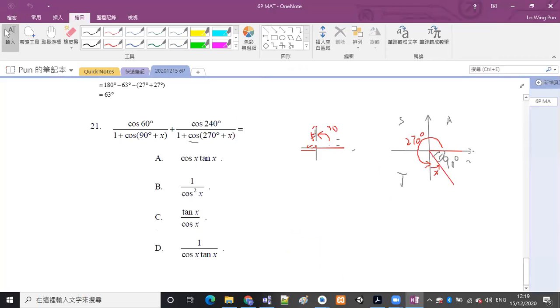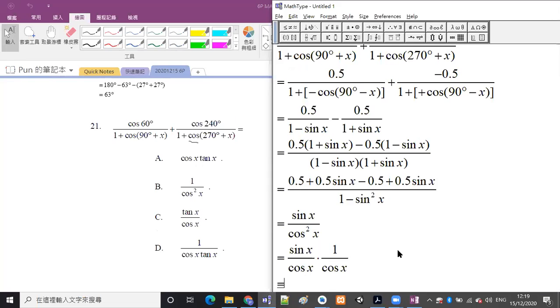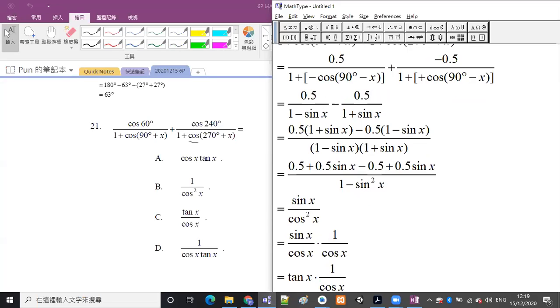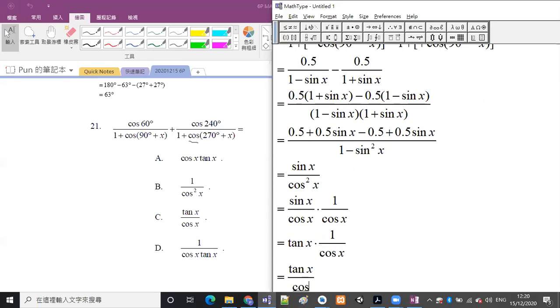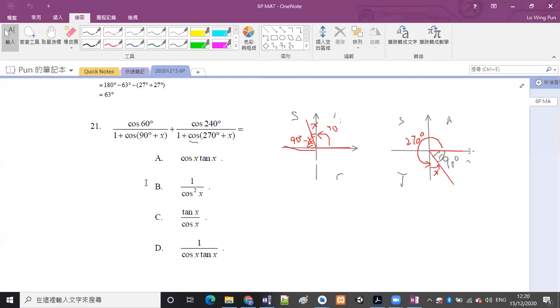Can sin x over cosine x be turned into tangent x? And then times 1 over cosine x. And then when a number is multiplied to a fraction, that number should be multiplied to the top part of the fraction. So that would be tangent x over cosine x. And that would be the answer. The answer is option C.